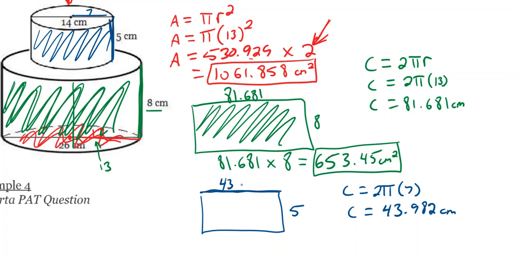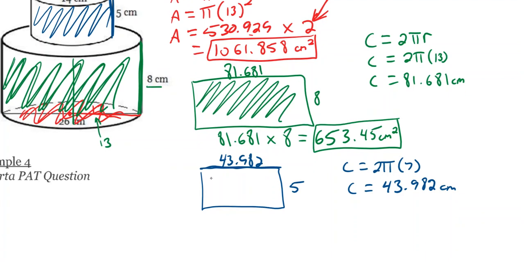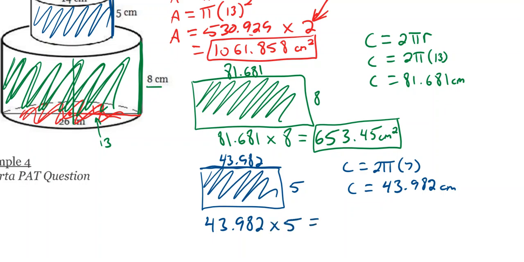That's what the top of my rectangle was, 43.982 centimeters. I'll leave the centimeters off for a second. If I want to find the area of that, it's that number times 5. 43.982 times 5 is 219.911 centimeters squared. Put a box around that.